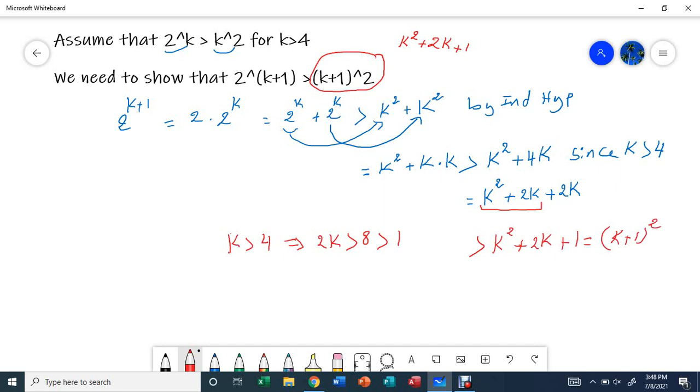I just showed that 2 to the k plus 1 is greater than k plus 1 squared for all integers k greater than 4, and k is an integer, so it's in Z. And that's the end of the proof using mathematical induction.